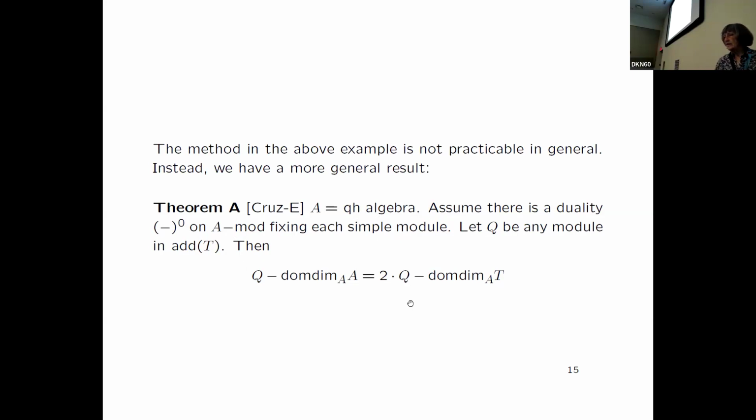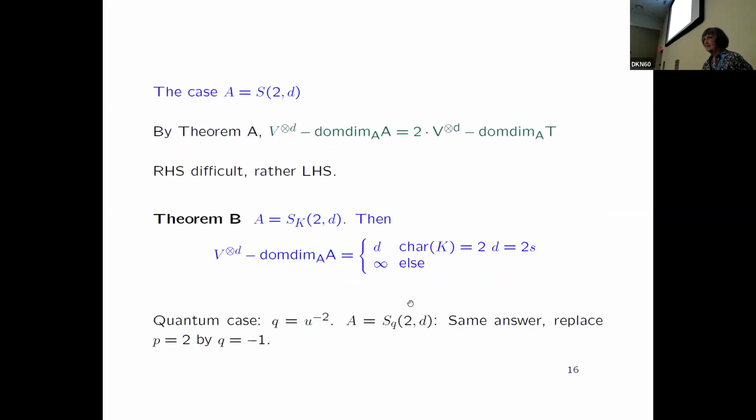So this says, if I want to know the relative dominant dimension of T, and I can't do that because it is too complicated, then instead I can try to compute the relative dominant dimension of A, and this might be easier. And in fact, it is. So we're looking at A equals S2D. As I said, this side is rather difficult, as the example illustrated. So let's look at the relative dominant dimension of A.